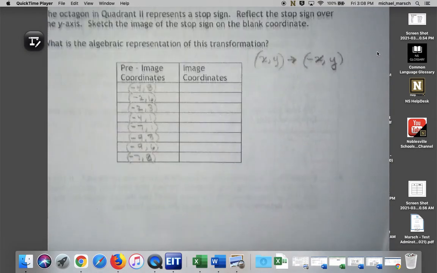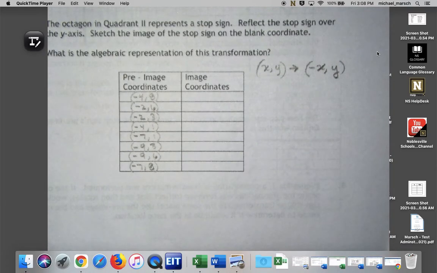Notice that I don't have any squiggles there because it's all one shape. I don't have an interior and exterior shape.